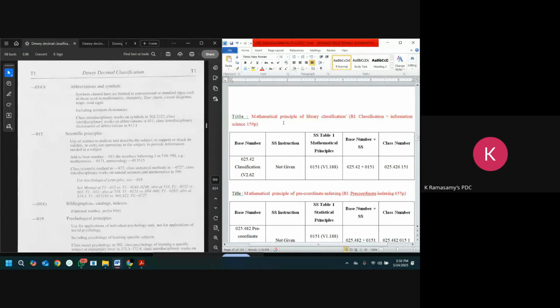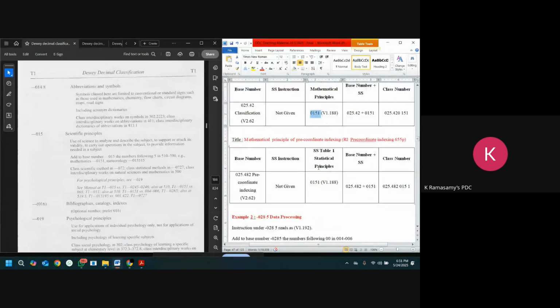What is the number I got for mathematical principles? 0151. This will be added to 025.42. The answer is 025.420151. Okay. What I want to say is that either standard subdivision given as such can be added to the DDC number, or if you want to extend the standard subdivision number, after extending it, the extended standard subdivision number can be added to the DDC number. So both are possible. Okay, good.